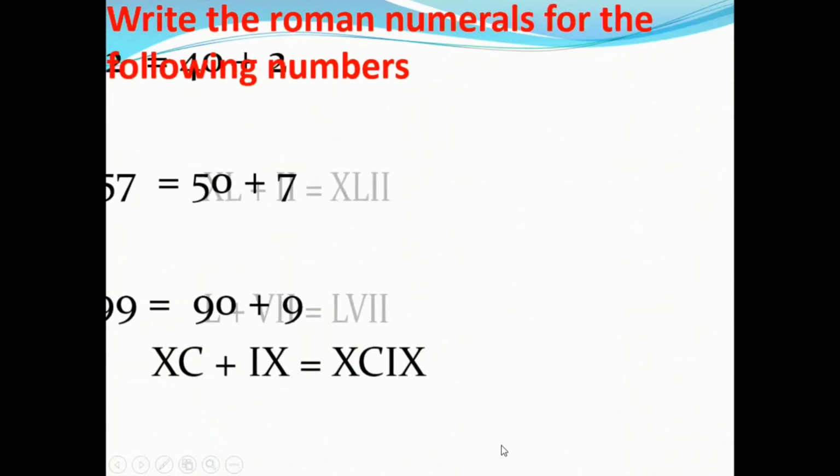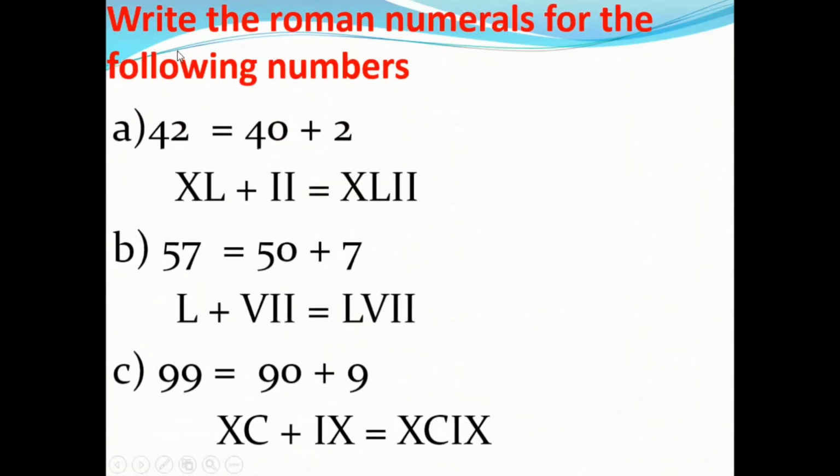Now we will see the Roman numerals for the following numbers. So we have over here 42. Again we will expand this 42 into simplest form. How can we write 42? 40 plus 2. What is the Roman numeral for 40? It is XL. How can we write 2? 2 times I. So the Roman numeral is XLII.